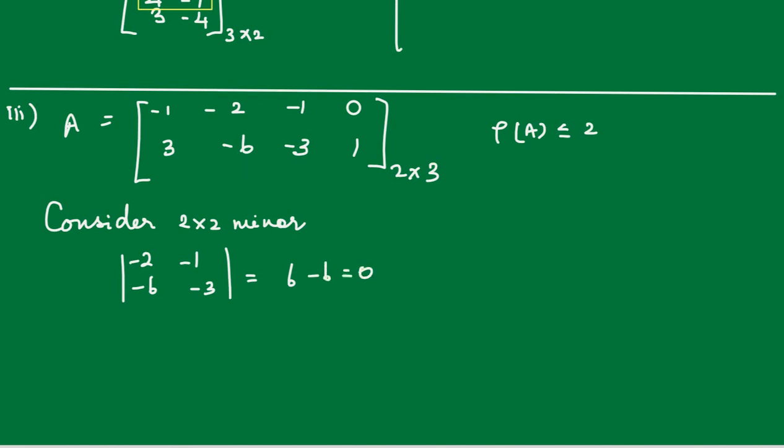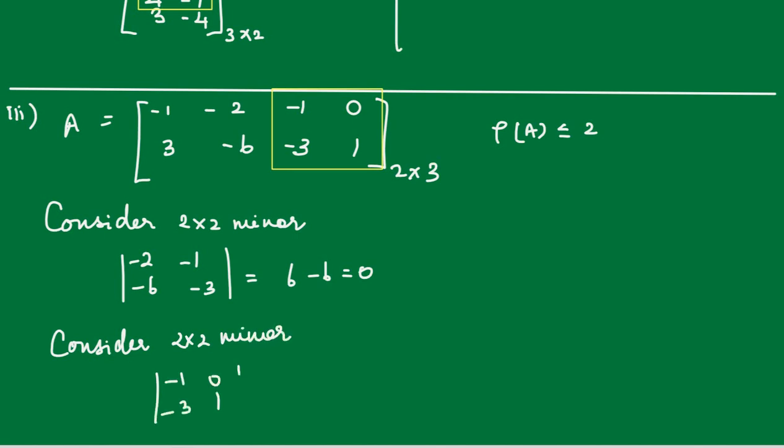Next we consider another minor. All possible minors must be taken inside the matrix. So when I take the next possible minor, consider the 2 cross 2 minor: minus 1, 0, minus 3, 1, which is equal to minus 1 minus 0, which is equal to minus 1, not equal to 0. And therefore in this case we say rank of A is equal to 2.